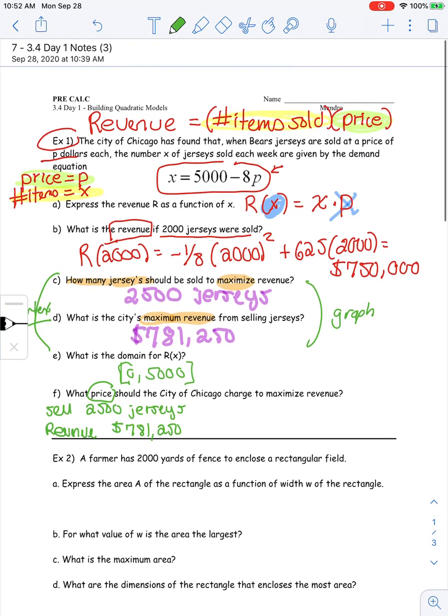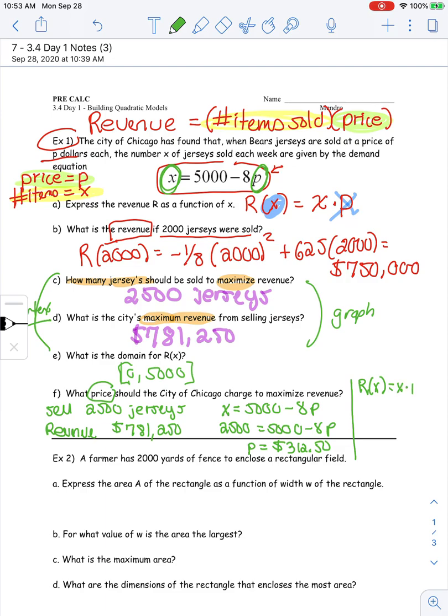Well, if you think back to the original equation compared the price and the number of items sold. So if we go back and look at that original equation, minus 8p, if I know that I'm going to be selling 2,500 jerseys, I can solve this equation for p. 2,500 minus 5,000. Then if I divide by -8, looks like the price per jersey is going to be $312.50.